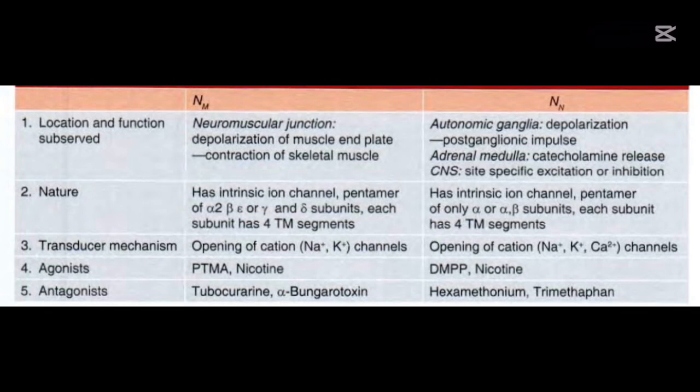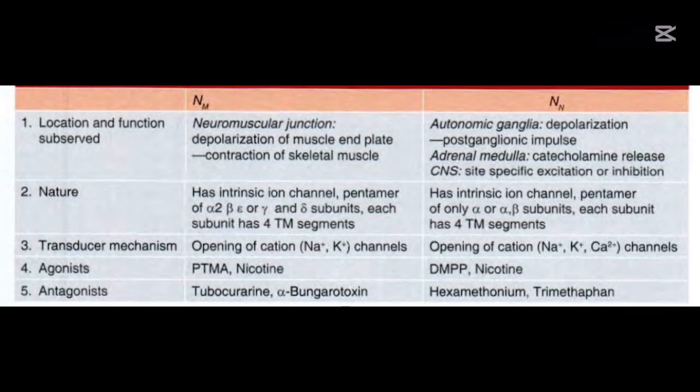So now, one thing you have to know, both of them do the same thing. When acetylcholine binds to them, they open up the ion-gated channel. But for the NM receptor, the two ions that communicate here, inflow and outflow, are sodium and potassium. So sodium is entering while potassium is leaving. While for the NN receptor, there are three ions that are communicating here, which are sodium, potassium, and calcium. Don't forget.